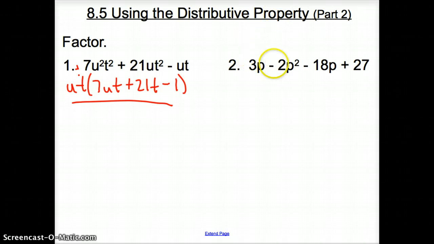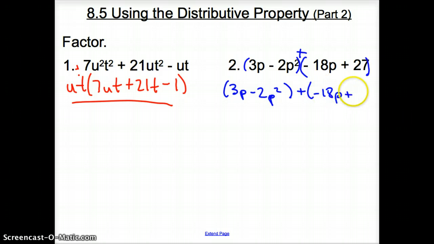Now looking at number 2. Again, the first thing we want to do, can we take out a like term out of everything that we have in this polynomial? I have a 3p, 2p squared, so far I can take out a p, 18p, so far I can take out a p, but now I'm at 27, so I can't take out a p. So how do we do this? Well, let's go ahead and group it. And now be very careful where you group this, because I'm going to group that negative sign with that 18 and put a plus right there. So if you wanted to rewrite it, you can as 3p minus 2p squared, and then plus in the middle, negative 18p plus 27.